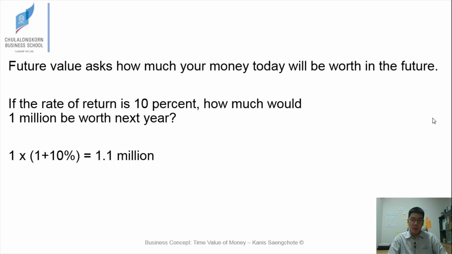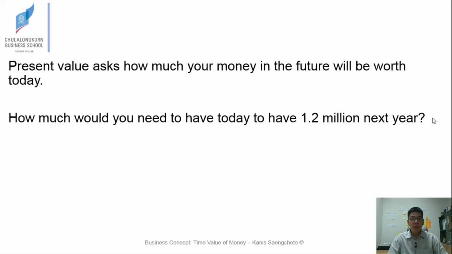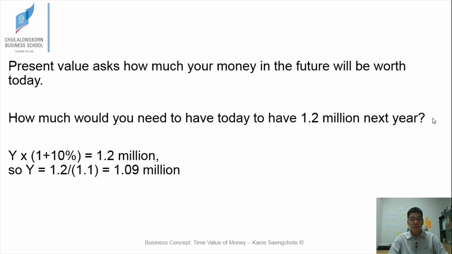We can take a similar approach but flip the answer the other way around. If I told you you're going to have 1.2 million baht next year, you could ask, how much do I have to have today in order to finish with 1.2 million baht next year? You can set up this equation, right? For every 1 baht increases in value by 1.1 times. So how much do I need to have today in order to end up with 1.2 million baht 1 year from now? And this simple mathematical formula shows you need to have about 1.09 million baht.